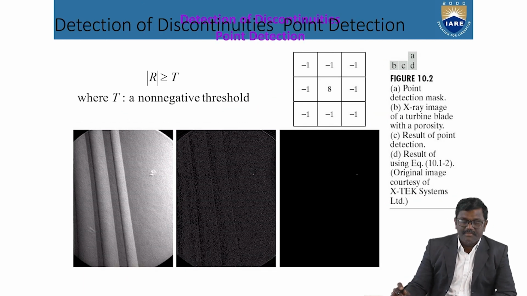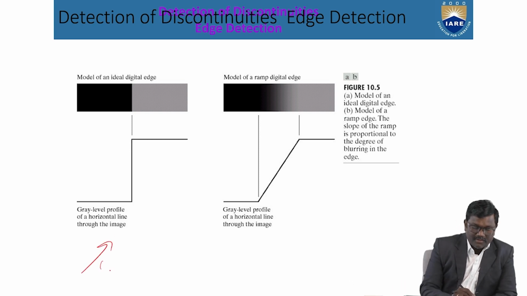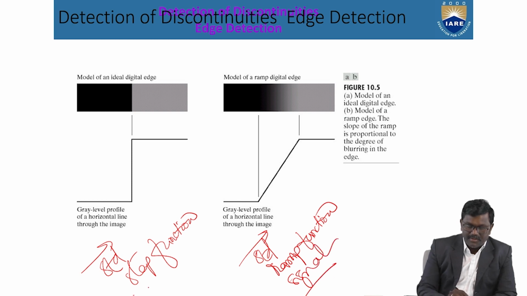Coming to a similar example, in continuation, we are applying edge detection: the model of an ideal digital edge and the model of a ramp digital edge. The ideal edge is represented by a standard step function, and we also have the standard ramp function signal. So what do we want to understand between these two?